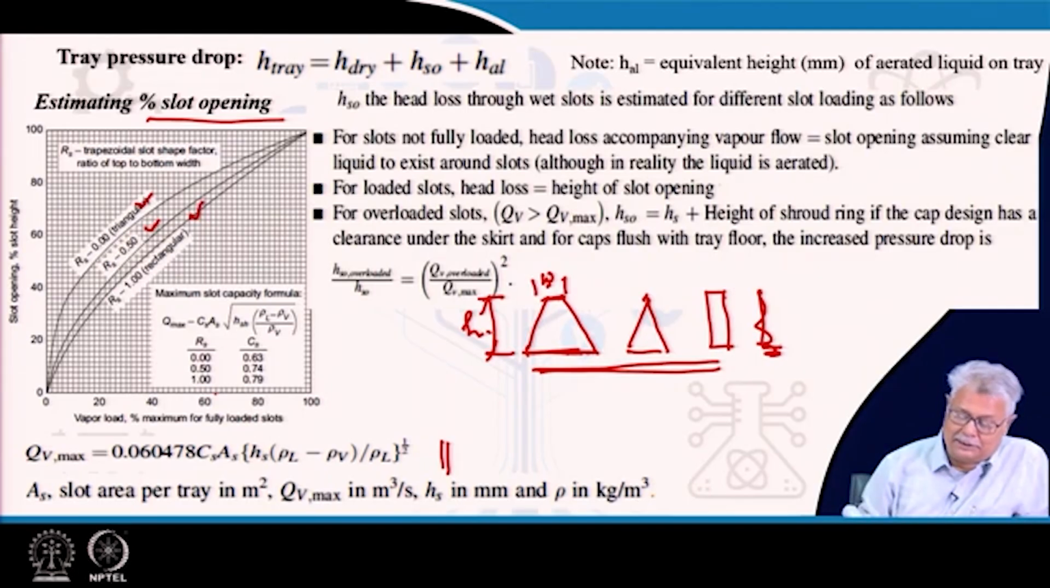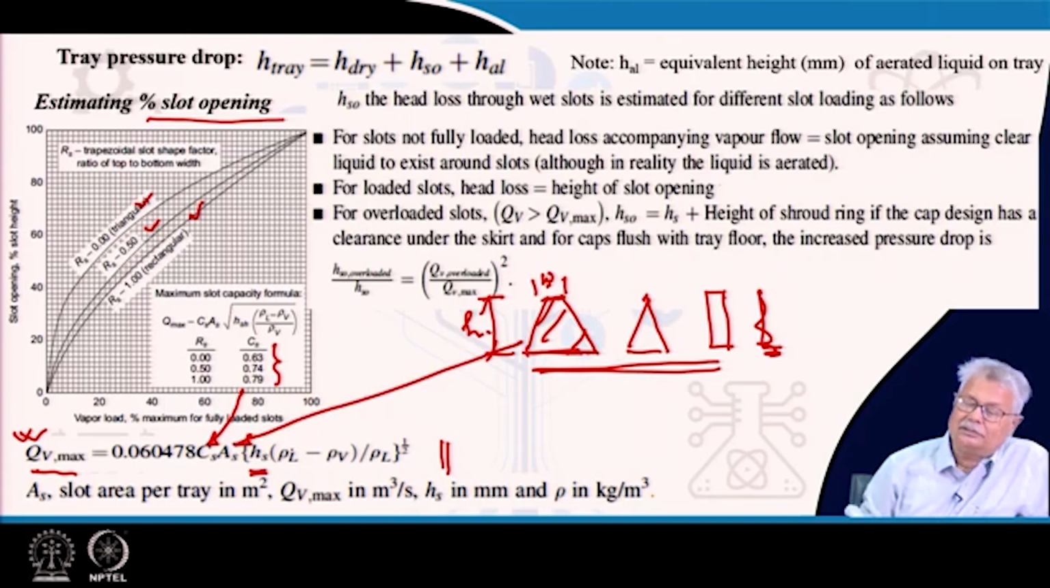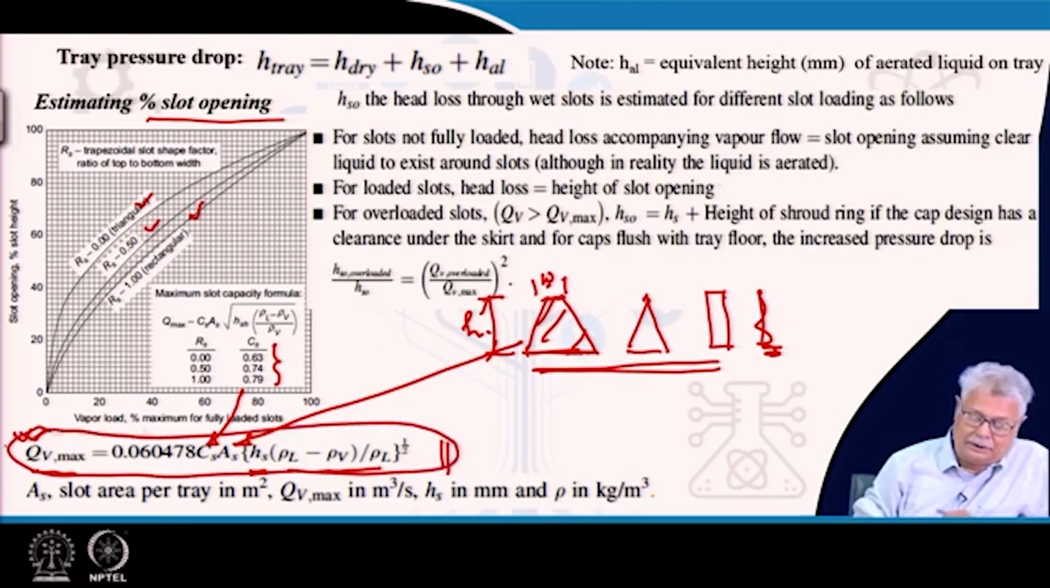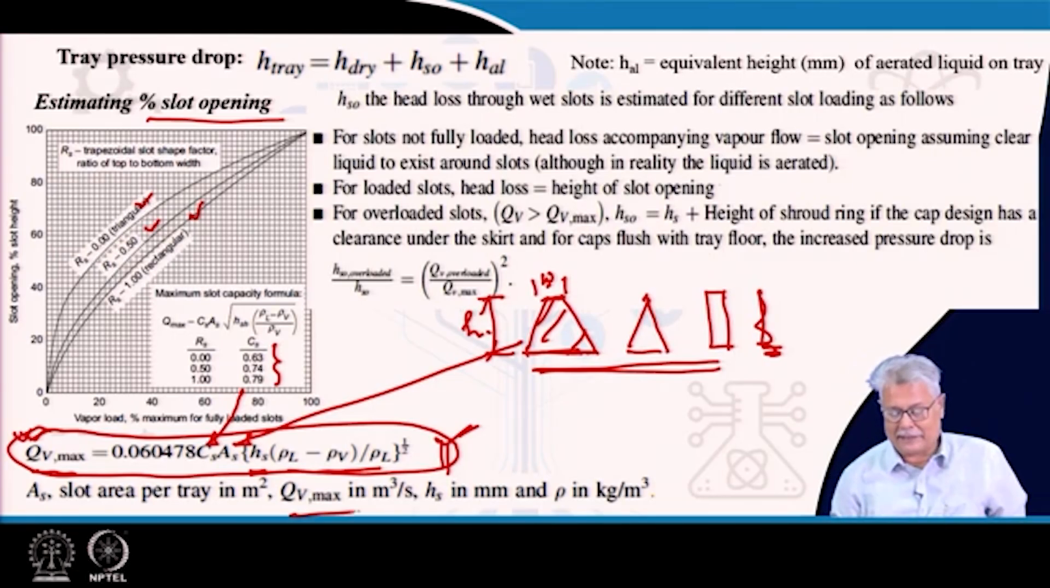Depending on these, you have a factor defined. The factor is here. While estimating QV max, that means when the entire slot is open, because there is a large amount of vapor which is trying to come out, in that case you will naturally have the maximum vapor flow rate. Empirically, it will be related to the area of the slot, which is my AS. It will also be related to the pressure drop across the slot itself, and it will also depend on the vapor and the liquid densities. So this gives us the maximum vapor velocity that can happen. AS is the slot area per tray in meter square, and QV max is in meter cube per second, HS is in millimeter, and rho is in kg per meter cube.